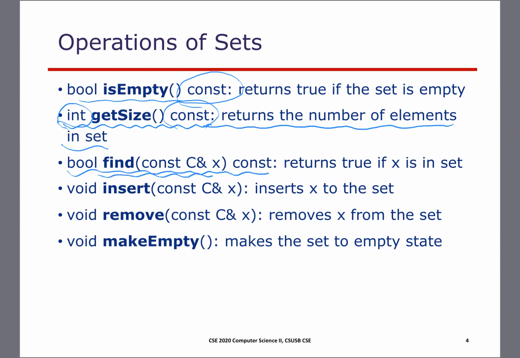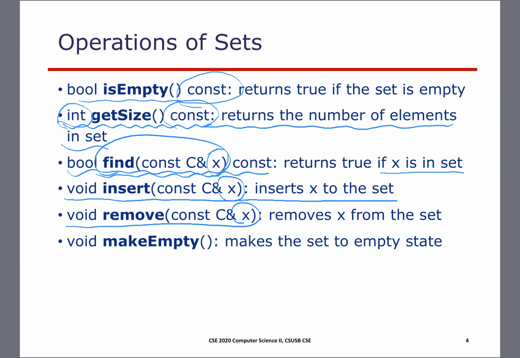And then we have the find operation, find x. This operation returns true if element x is in the set. x is a parameter. And next one is insert x. This operation inserts element x to the set. And then remove x. This operation removes element x from the set. So these two are mutators.